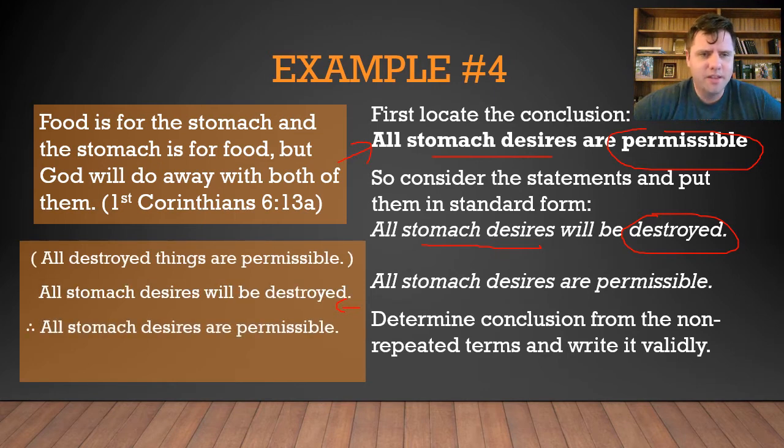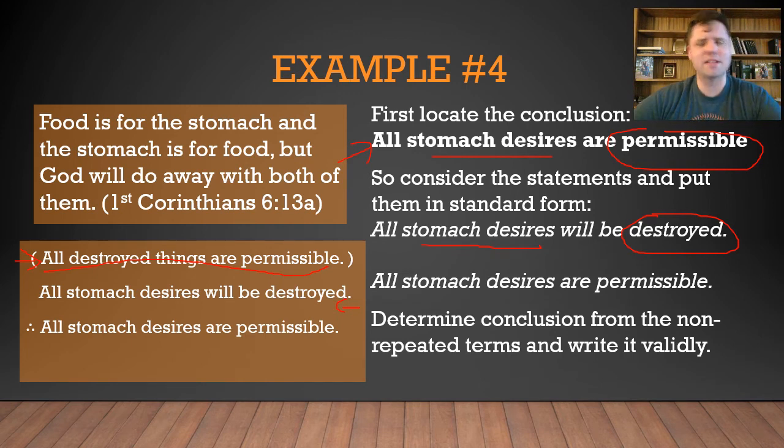And notice here is the implied premise. All destroyed things are permissible things. The destroyed things is the thing that was left out, and the permissible things is the thing that had it only once. Both of those only had it once. So those are the two terms that must be used in our implied premise. All destroyed things are permissible things.